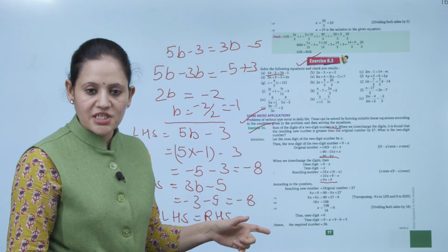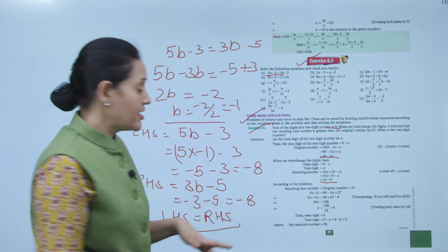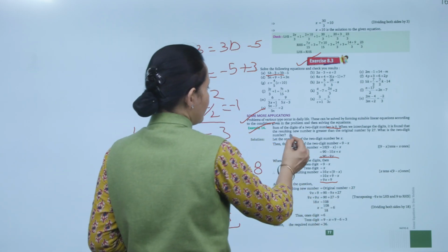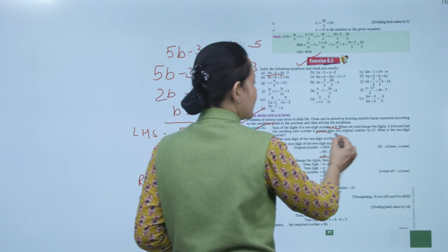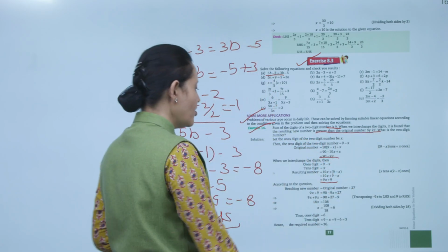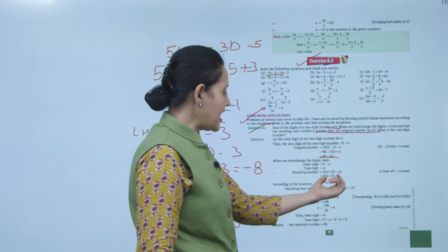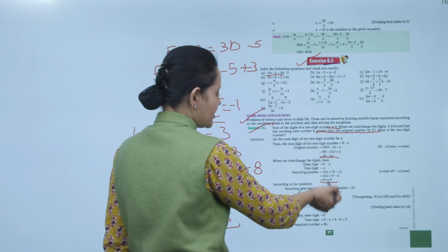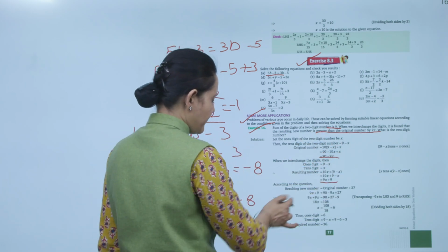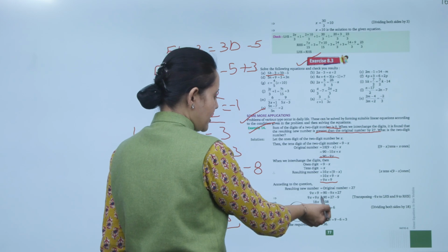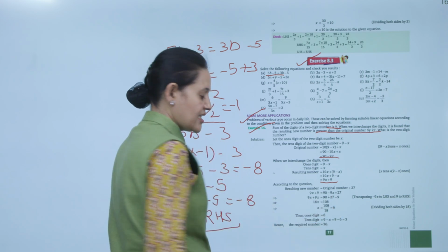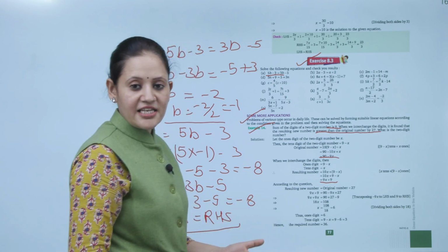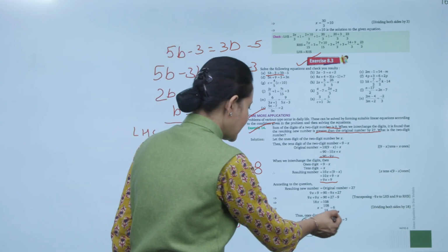Now according to the question, the resulting new number equals the original number plus 27. The resulting number is greater than the original number. So the resulting number is 9x plus 9, and the original number was 90 minus 9x, plus 27. So 9x plus 9x, 90 plus 27 minus 9. 18x equals 108, x equals 6.